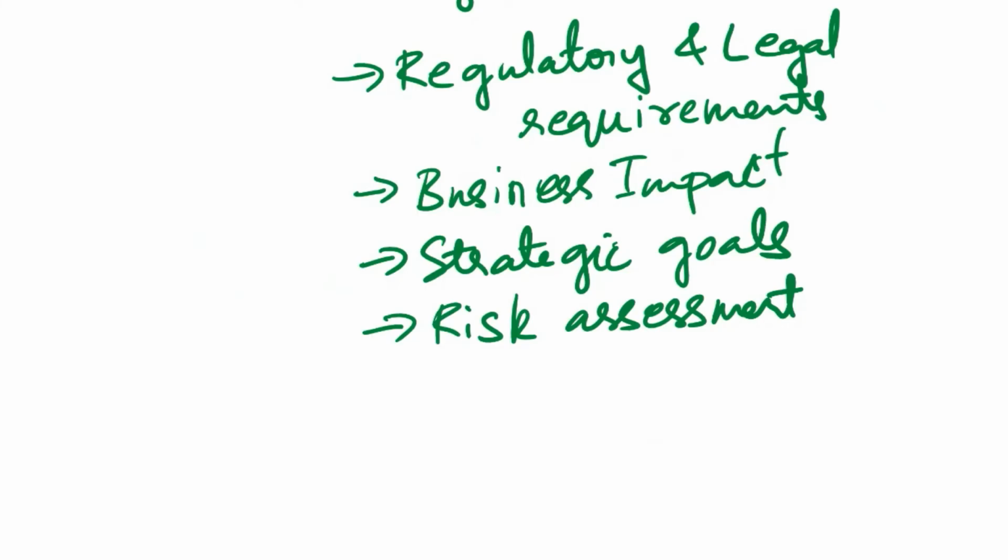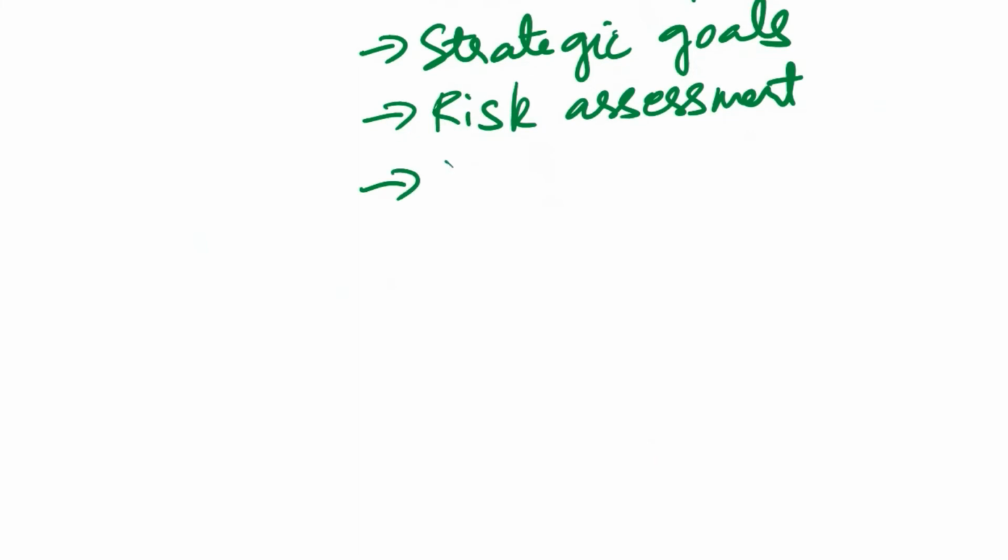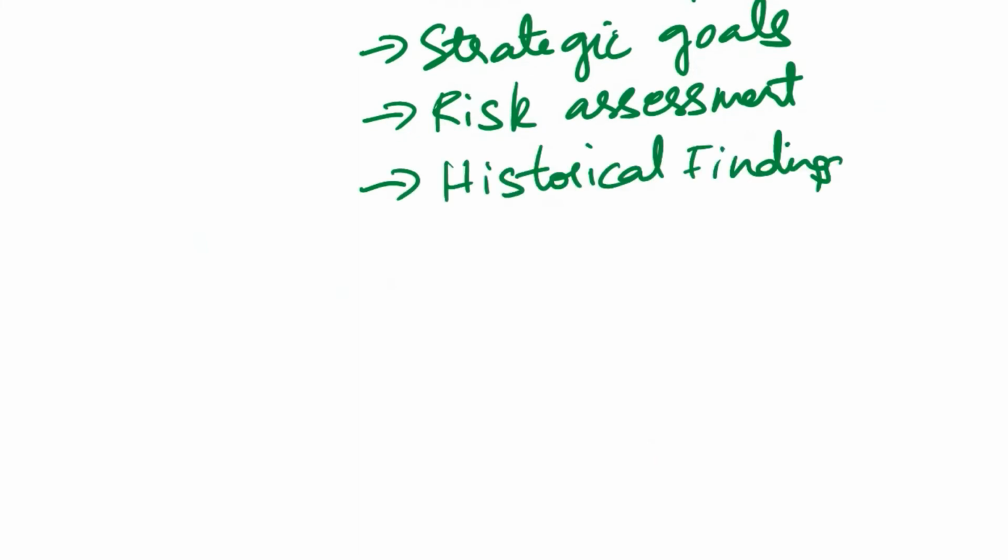Next, risk assessment. Prioritize areas with the highest risk, such as those vulnerable to cyber threats, data breaches, or significant operational disruptions. Next, historical findings. Review the findings of previous audits to identify recurring issues or areas where corrective actions are needed.